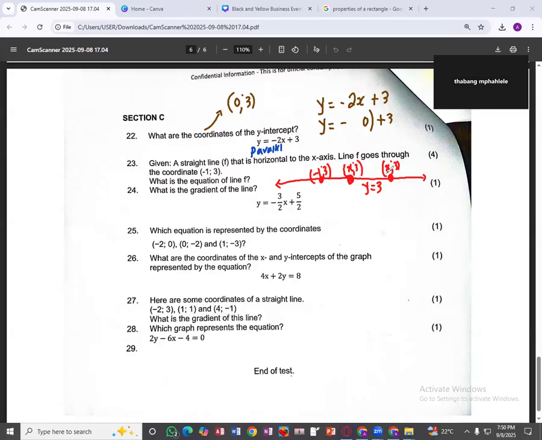If they had said parallel, I don't know, but the equation is y equals 3. That's my viewpoint. You'll confirm with your teacher what's happening here on 23.